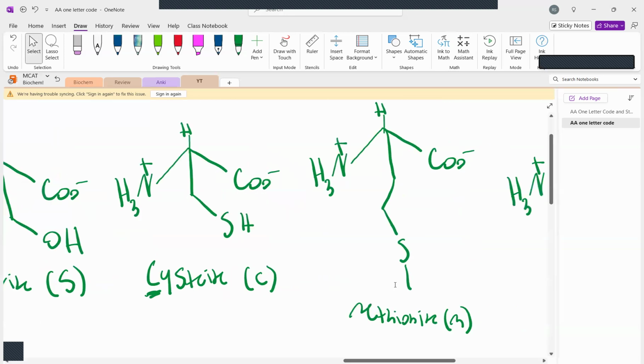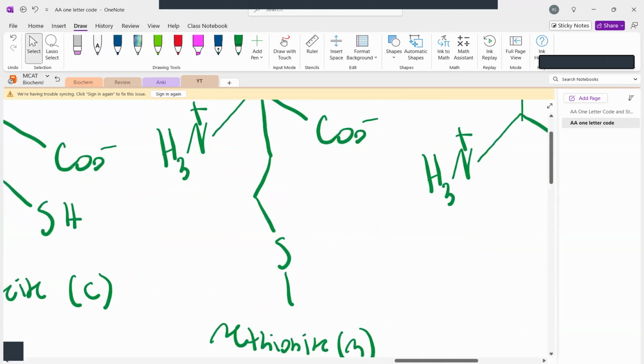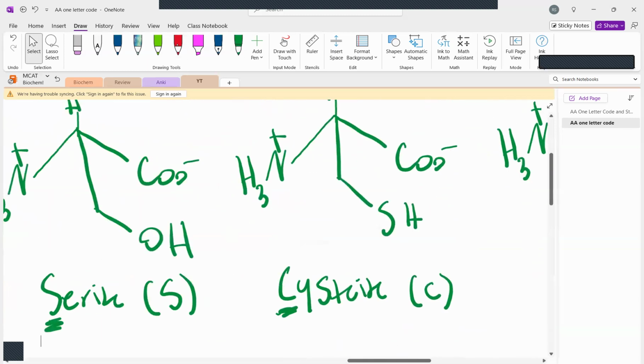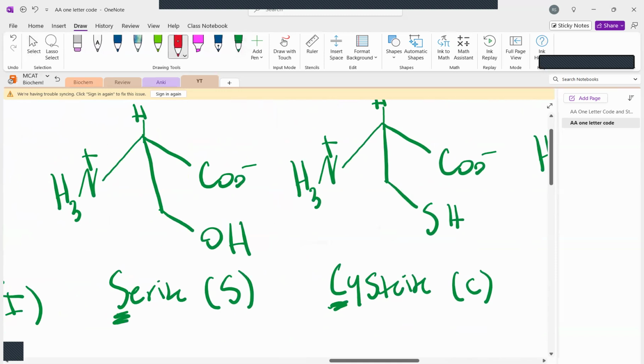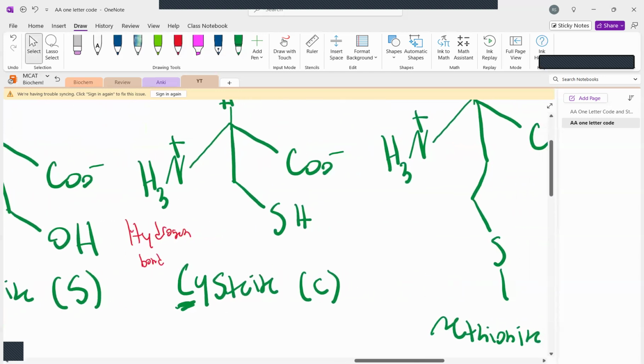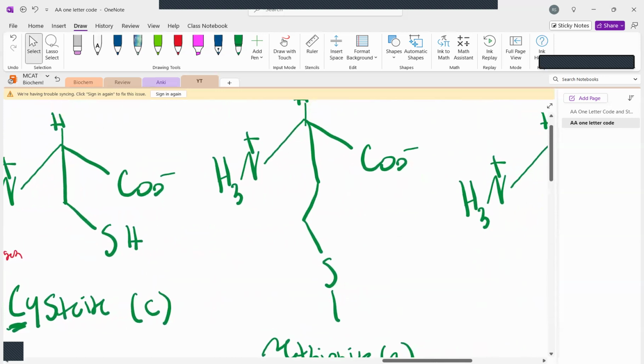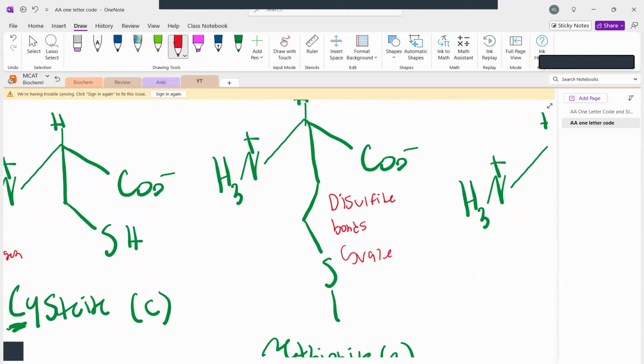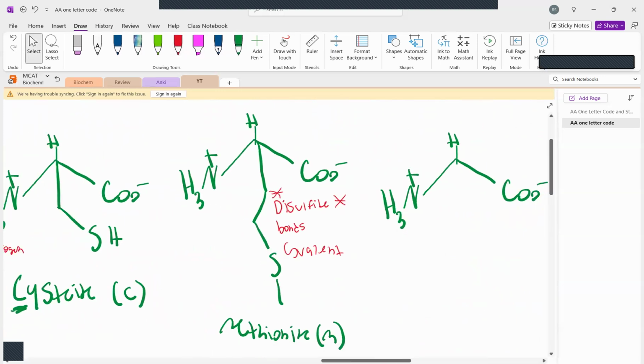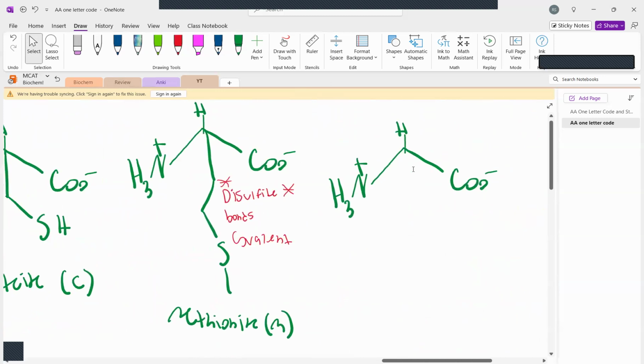And then methionine is really important. I guess these two are really important because they can hydrogen bond, so they're very strong. So they'll have really high boiling points, melting points, everything that comes along with hydrogen bonds. And then methionine is really important because it can form disulfide bonds, which is an important covalent type of bond that is strong, and the MCAT likes to talk about disulfide bonds. So that is something to remember.